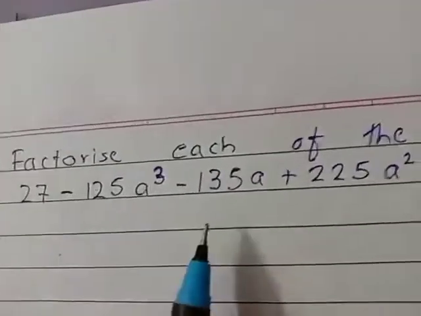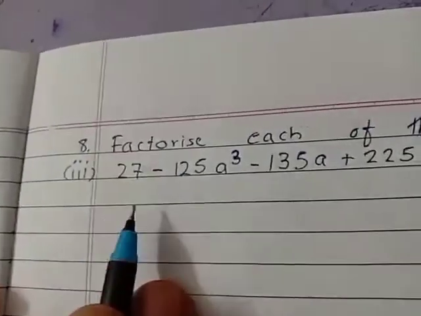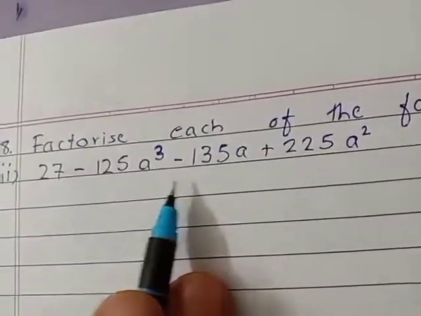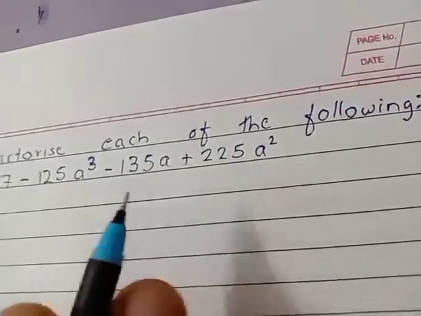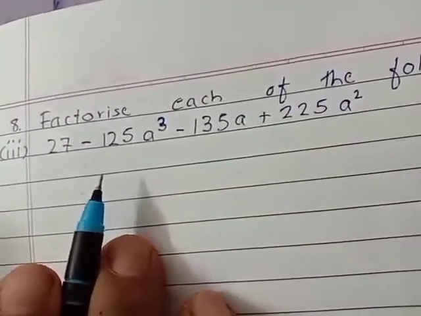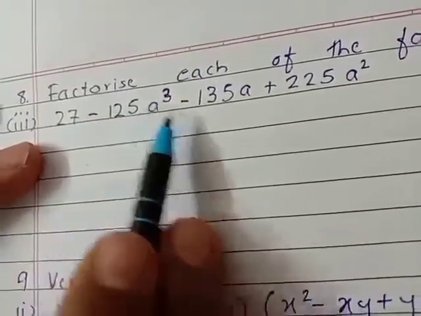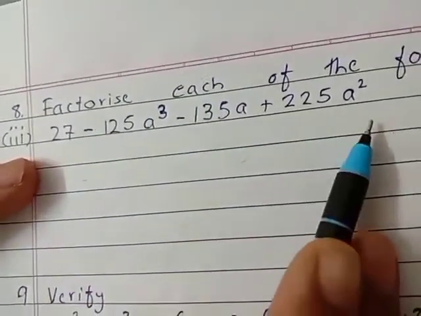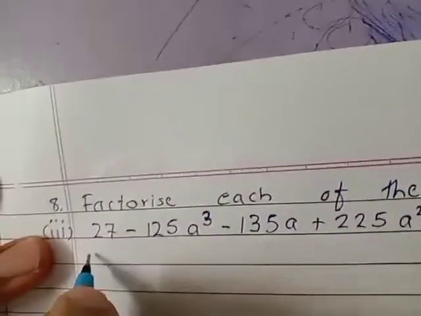Now let's factorize each of the following. We'll take the third example: 27 minus 125a cube minus 135a plus 225a square. Now we have to bring it in the form of a cube plus b cube plus 3a square b plus 3ab square. So how will you break this up?